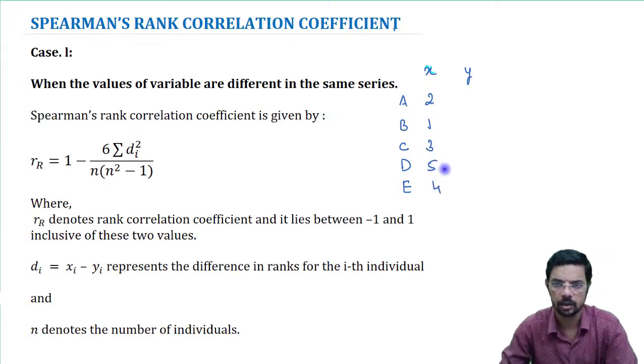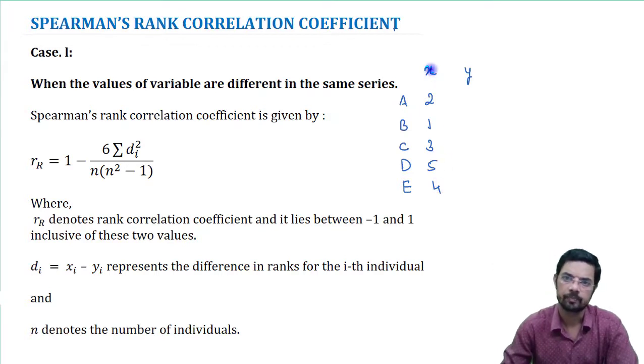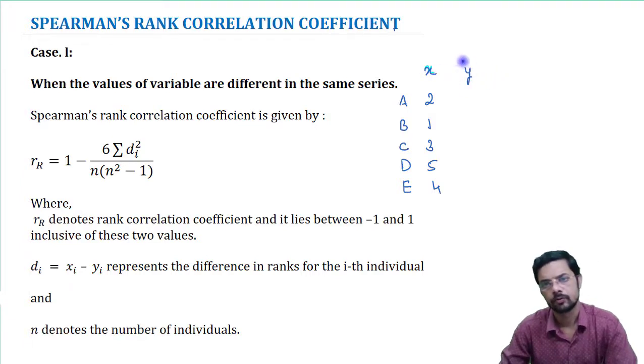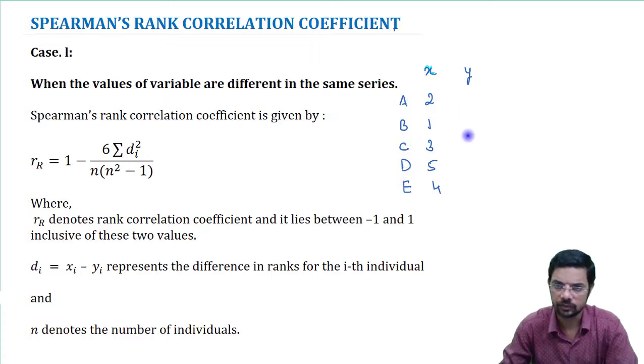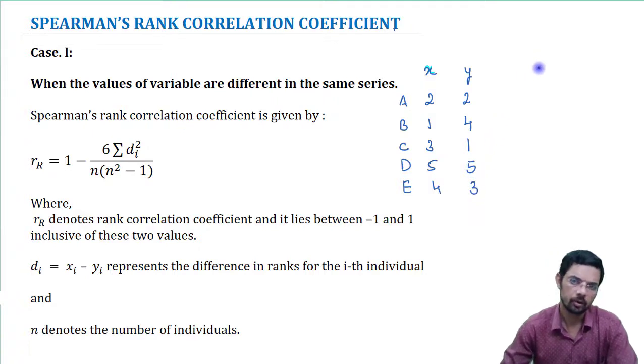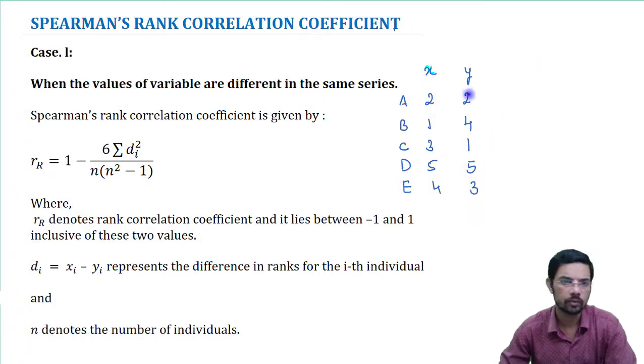Okay, these are how the ranks were given by the judge X. Now the judge Y has given ranks to A, B, C, D and E as follows. Say this was the first rank, this was the second rank, this was the fourth rank, this was the fifth rank and this was the third rank.